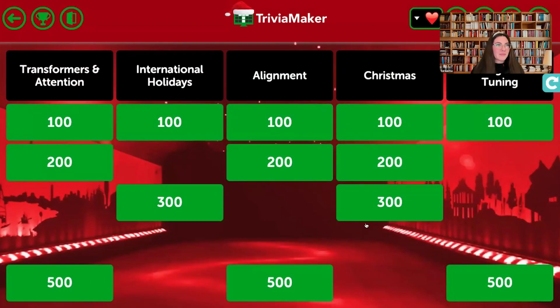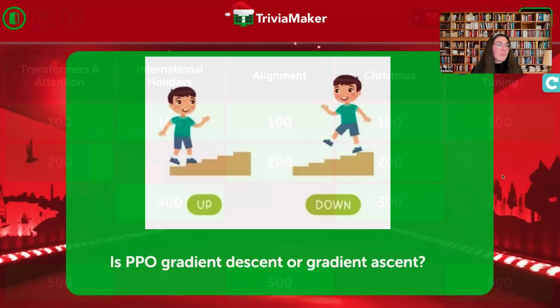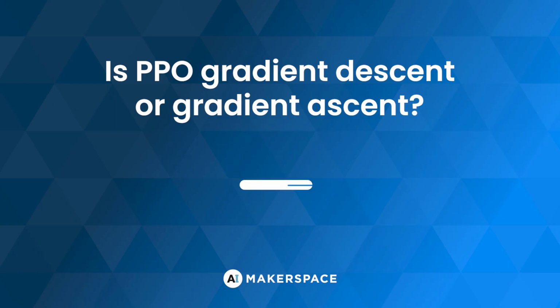Let's go for alignment 200. Is PPO gradient descent or gradient ascent?